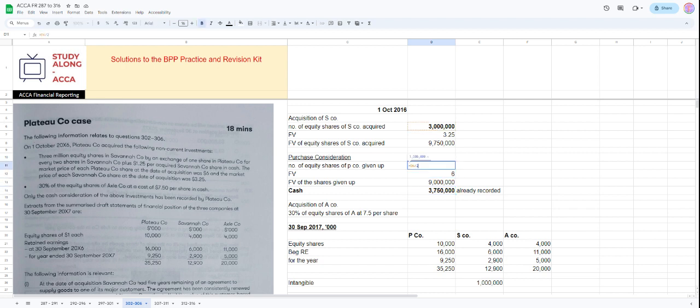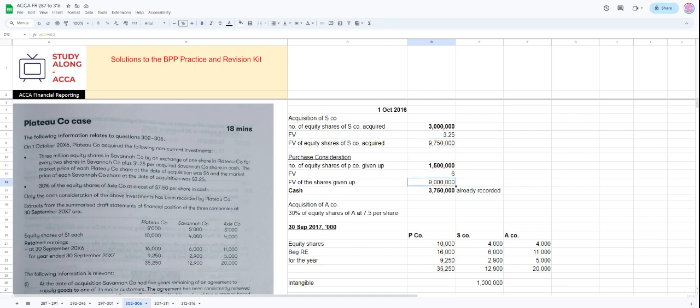So the shares that they gave up, their own shares, they gave up 1.5 million shares, and the fair value was $6 per share. So the fair value of the shares given up is 9 million, and the shares that they have acquired, their fair value is 3.25. Okay, so the total is 9,750,000.